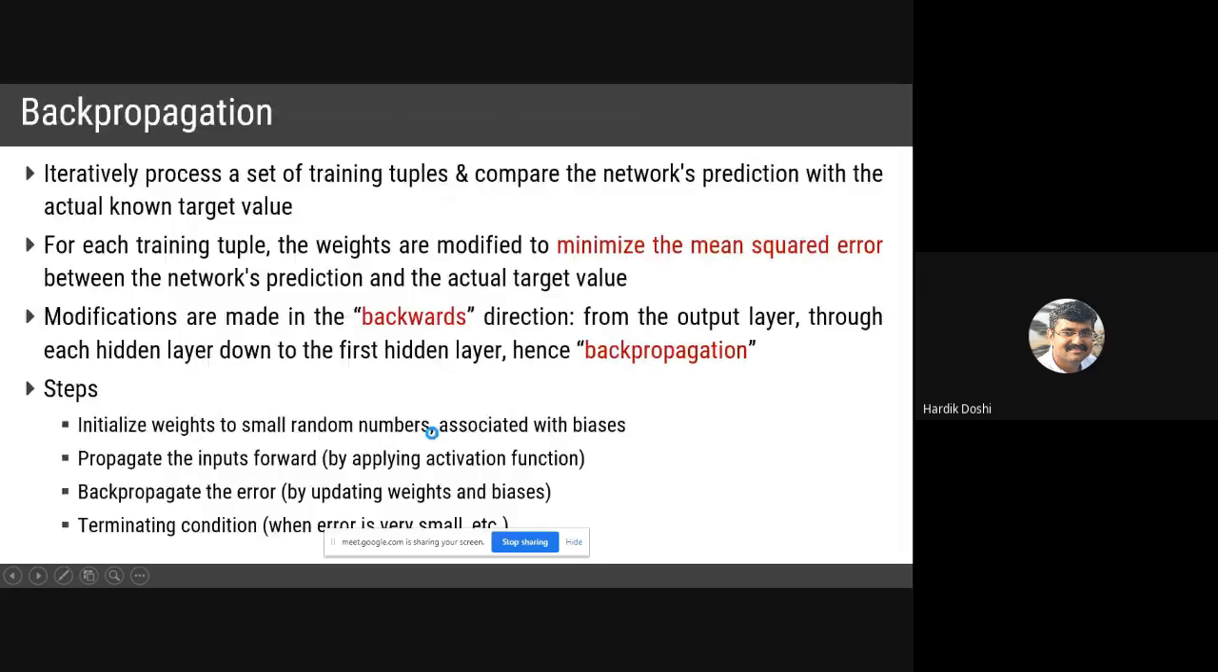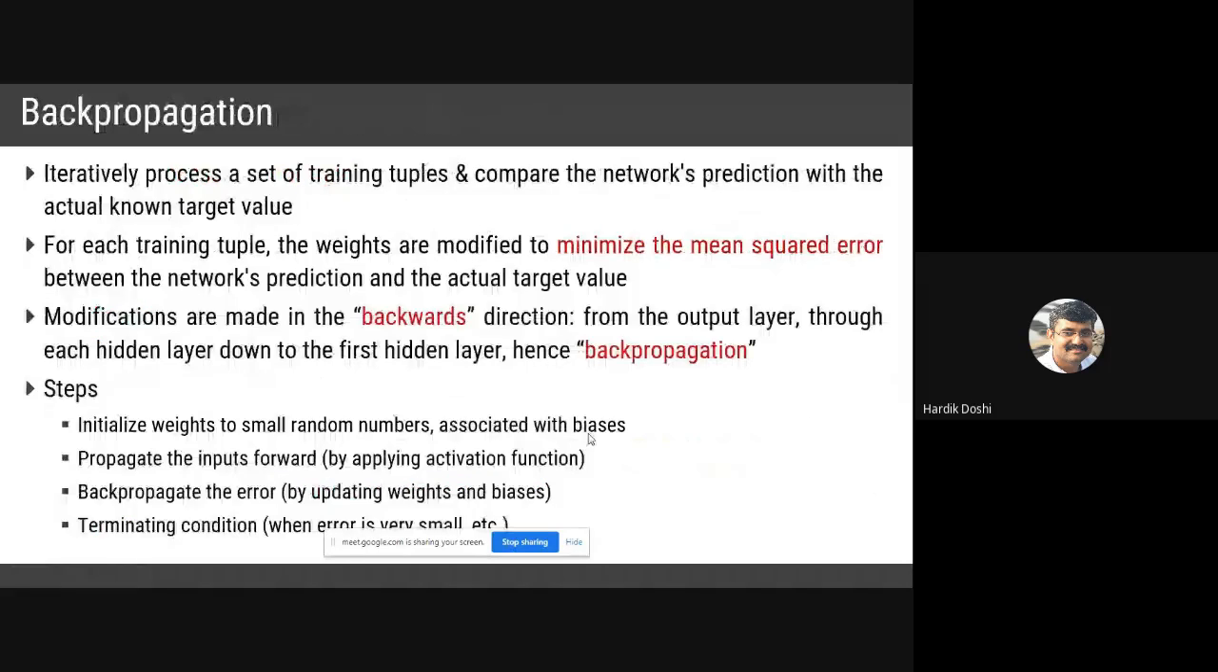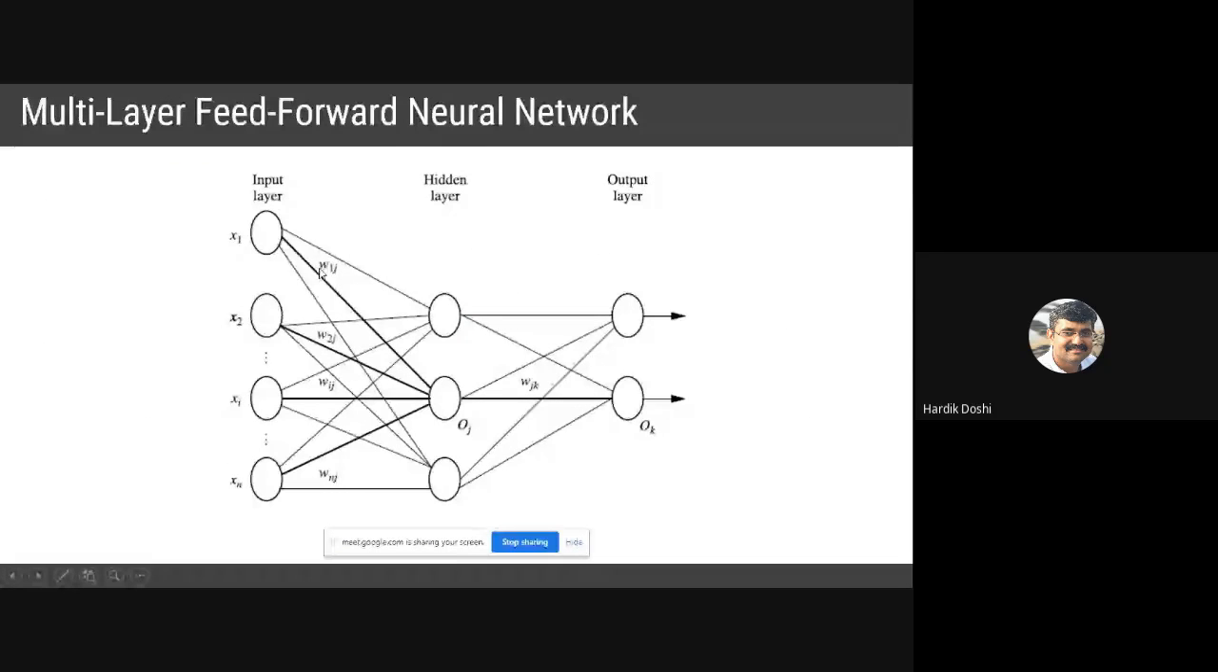So these are the things for defining a network topology: one input per domain value, and output nodes for classification of more than two classes. I need to set the topologies and connect them accordingly. Now see this diagram. What does this say? W1J means weight from node 1 to J. This is your OJ.